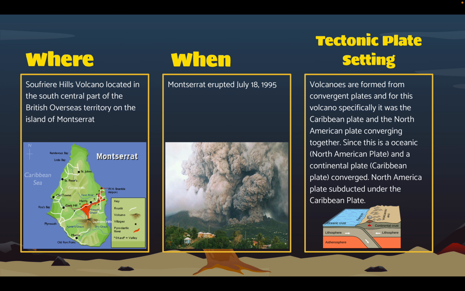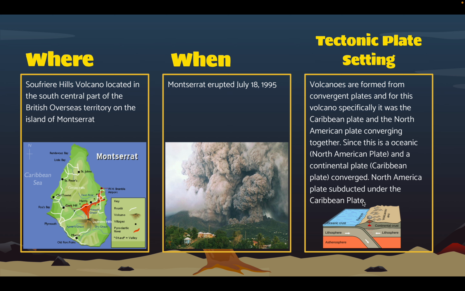So, what, where, and when, and tectonic plate settings. It was taking place in the Caribbean. If you look down at the little island residing in the Caribbean, you can see where the volcano resides. You can see it's more towards the down end, and you can see the Soufrière Hills location down here. Right here it shows pyroclastic flows connecting to the volcano and some of the major roads along the lines. It erupted July 18th in 1995.